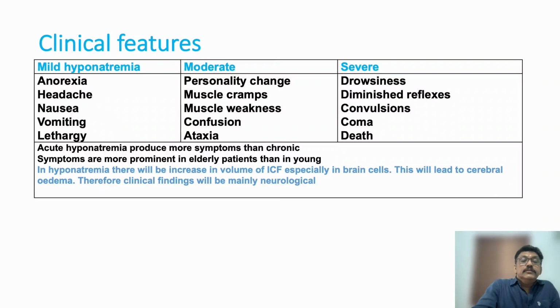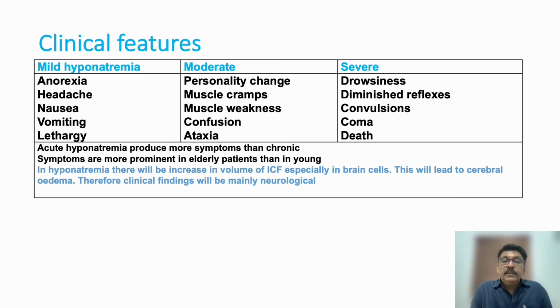Now, clinical features of hyponatremia: it mainly affects the cells, especially the neuronal cells. So, the patient can have anorexia, headache, nausea, vomiting, lethargy, personality changes, muscle cramps, muscle weakness, confusion, ataxia, drowsiness, diminished reflexes, convulsion, coma, death. These are the common conditions. But in the emergency room, hyponatremia means drowsiness. That's a classical finding. And some patients present with encephalopathy and coma. Rarely the patient develops seizures. That occurs only in severe hyponatremia.